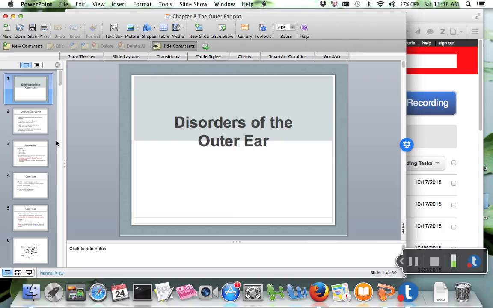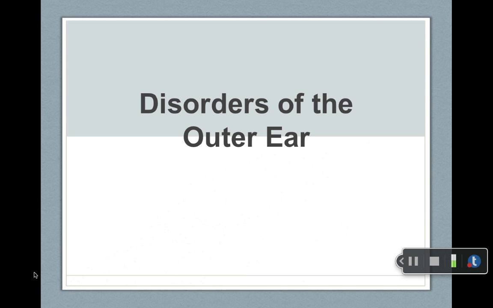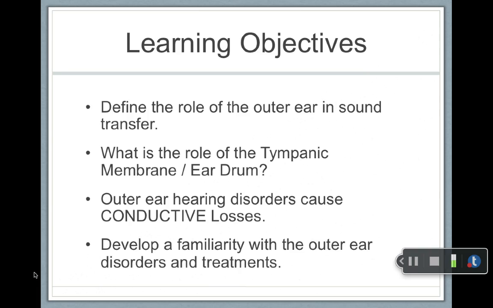Okay, so now that we have an understanding of how to test hearing and how to diagnose hearing loss, we're going to talk about different disorders of the outer ear, the middle ear, the inner ear, and beyond. So first we're going to talk about disorders of the outer ear. If we remember, the role of the outer ear is to collect sound. The pinna funnels sound in, transfers it through the ear canal to the tympanic membrane.